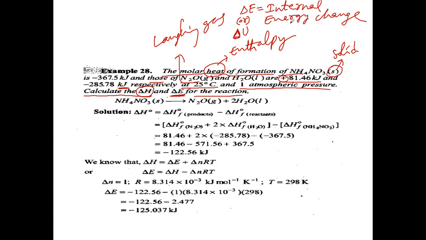Internal energy. The internal energy change they ask here. Delta H we can calculate by using the enthalpies of formation. After that, we have to calculate delta E. Remember, the equation is given to you already.